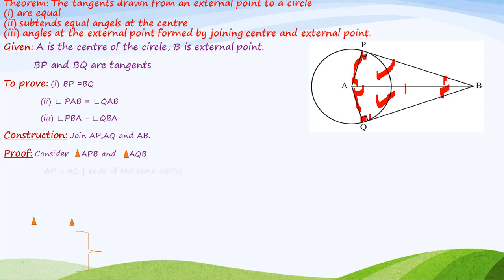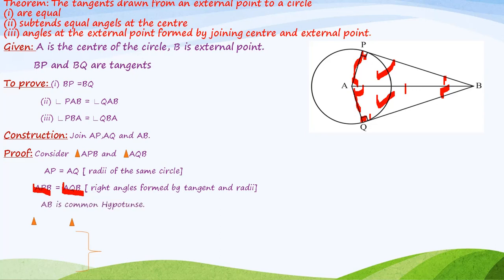Therefore, consider the two triangles APB and AQB. AP and AQ are equal because they are radii of the same circle, and angle APB is equal to angle AQB because both are 90 degrees. Radii are always perpendicular to the tangent. And third, AB is the common side, a common hypotenuse. By the RHS theorem, triangle APB is congruent to triangle AQB.